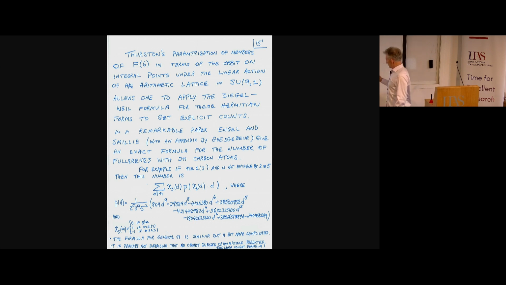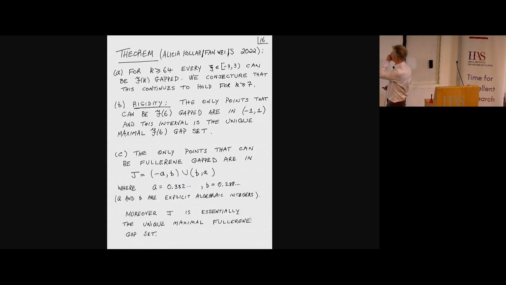This doesn't answer my question of what the gap is for fullerenes, and that's our main theorem. And this is joint with Fan Wei as well, and we're still finishing it up. I'm the culprit of slowing it down, so I feel very bad about this because I'm running around the world. So, can you gap every point with something in F6? No. We're going to explain that.